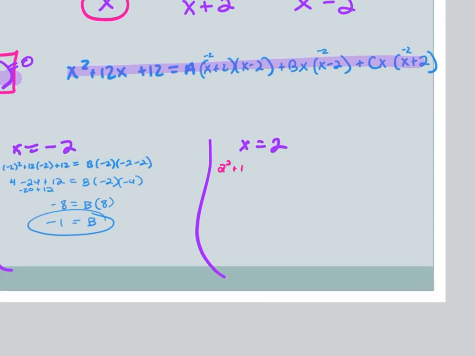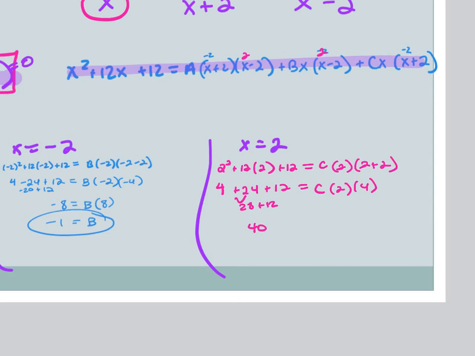2 squared plus 12 times 2 plus 12 equals, when I plug a 2 in here, the a is gone. I don't need the a. When I plug a 2 into b, the b is gone. I don't need the b. The c, which should make sense because that's the last one we haven't solved for, I need. So 4 plus 24 plus 12, c times 2 times 4, 28 plus 12, 40, and C is 5.